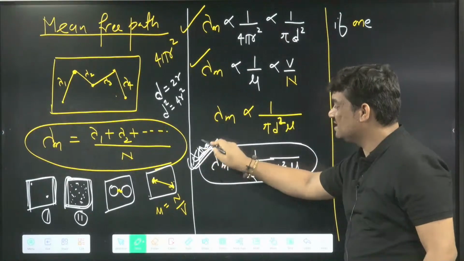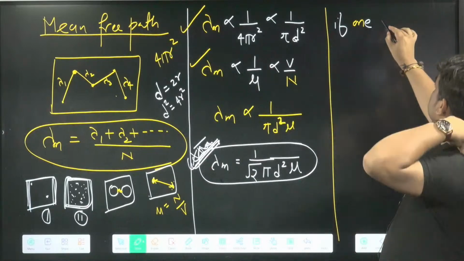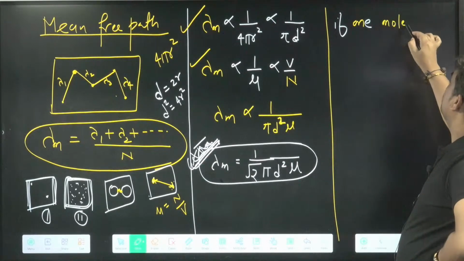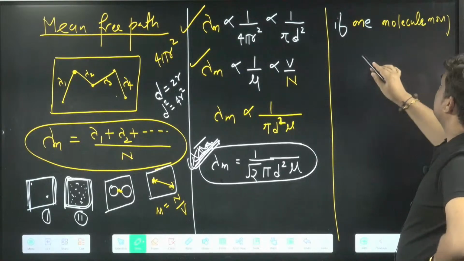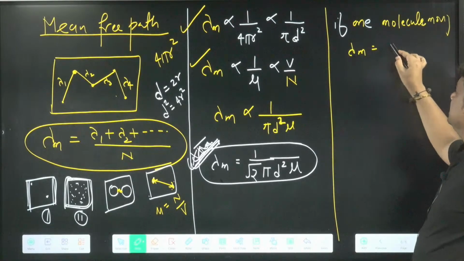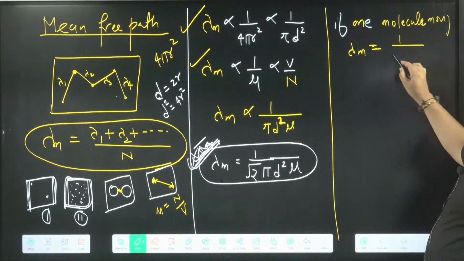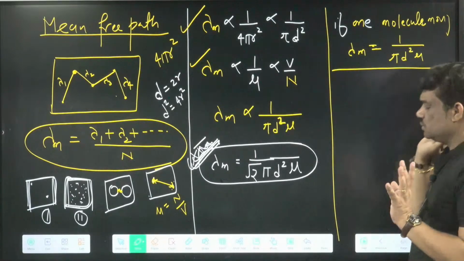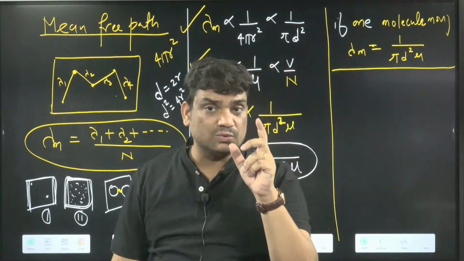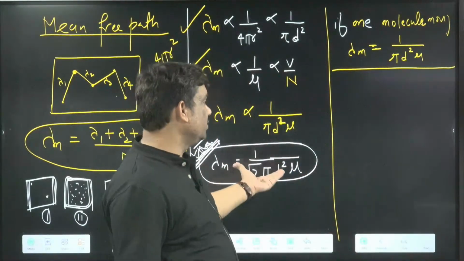Most of the time they ask this question based on the formula. If sometimes they say only one molecule is moving, then in the lambda m formula, in place of root 2 there will be 1. So we can write 1 by pi d square mu. But keep this one as a special case. The main formula is 1 by root 2 pi d square mu. This one you have to remember.